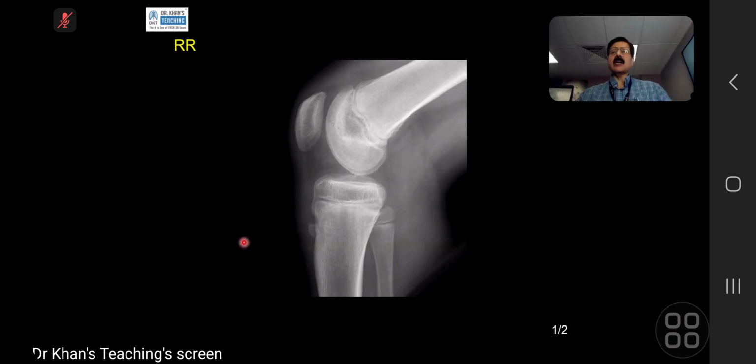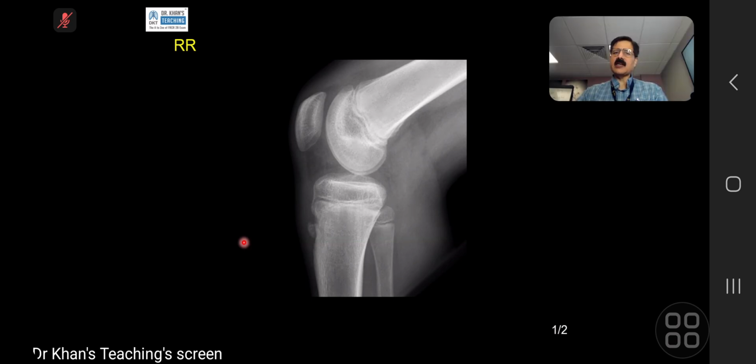You don't use the word avulsed. Avulsed is post-traumatic. Just say fragmented. Fragmented tibial tuberosity can be a normal variant, but when you see soft tissue swelling or thickening, then you call it. Of course, in your day-to-day practice, clinically, the patient will have a pain here. So this is Osgood-Schlatter. Well done.